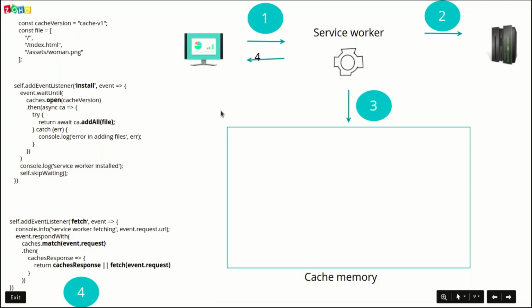Let's see a small example. So the highlighted bold words, focus on those. In this code, what the service worker does: first it listens for the install event, and it opens the cache version. So cache version is the name of the cache.